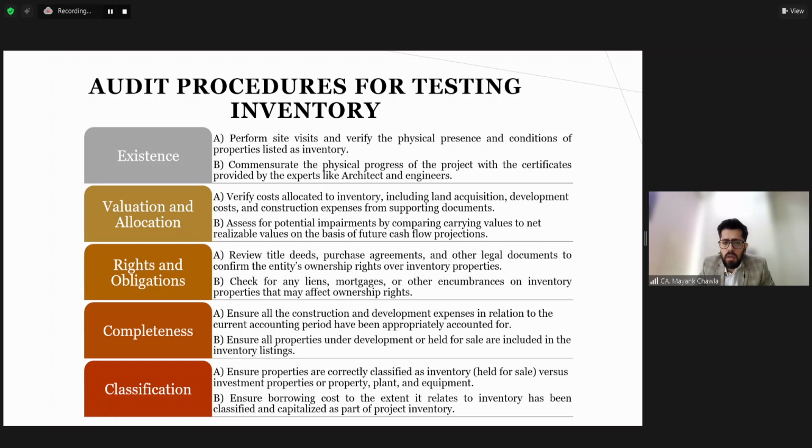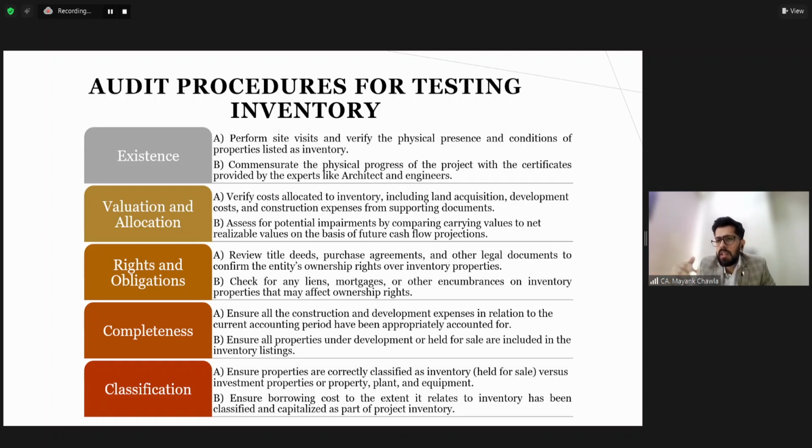For completeness, we may have to again take an independent population, where we need to make sure that all the properties in a particular project have been classified and included as part of the inventory, and have not been wrongly classified as maybe investment property or PPE, because that is a general dilemma for a management, whether whatever they're constructing would be classified as inventory, investment property, or PPE.